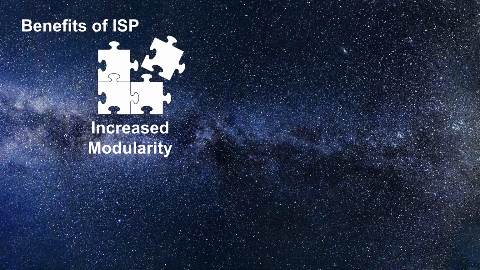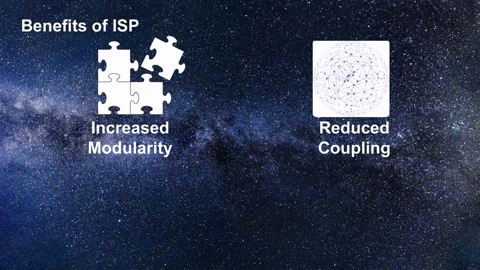Increased modularity. Breaking interfaces into smaller, more specific ones makes it easier to modify and extend the system without affecting unrelated clients. This is because each client only depends on the methods they need, so changes to one interface won't affect other clients. Reduced coupling. Clients only depend on the methods they need, which reduces coupling between the system's components. This makes it easier to change one part of the system without affecting others, because there are fewer dependencies to worry about.